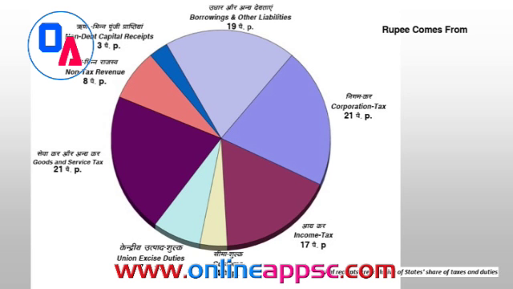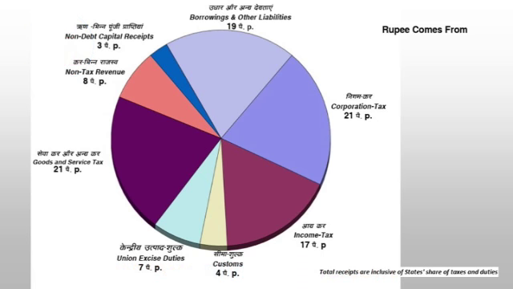Now, if you see, corporation tax is contributing the maximum, 21 paisa. So 21% of the center's money is coming from corporation tax. Then the goods and services tax is also contributing 21 paisa for every 1 rupee. So these two taxes, corporation tax and goods and services tax, are contributing 42 paisa.